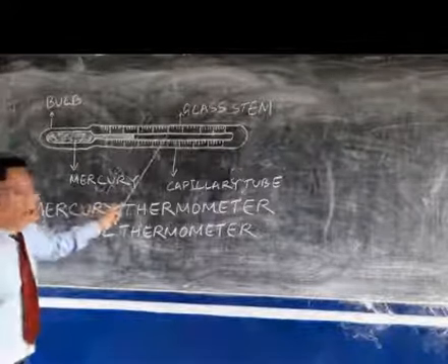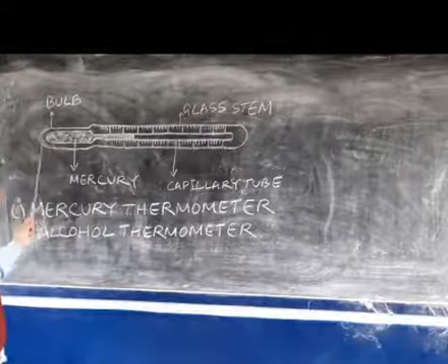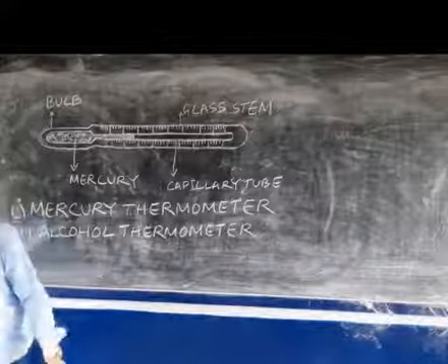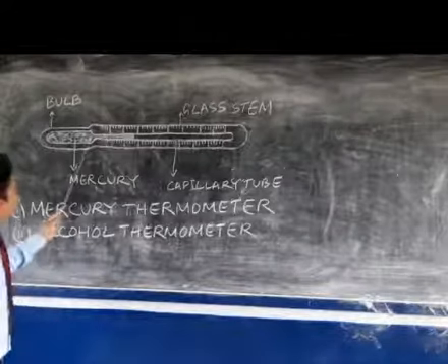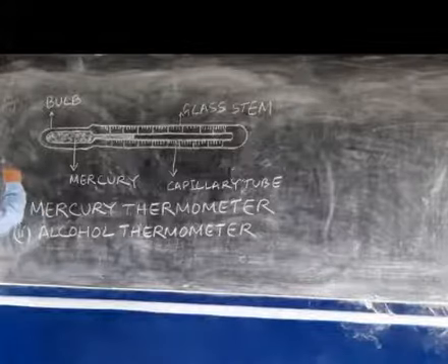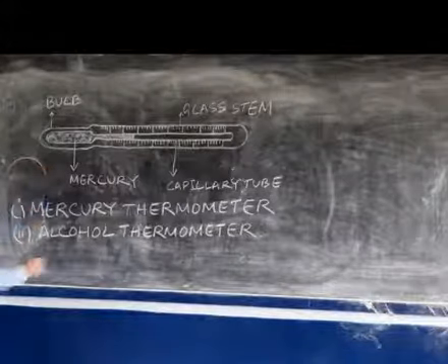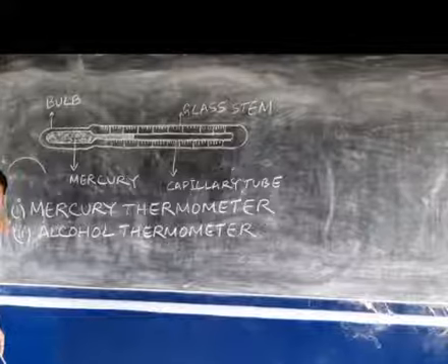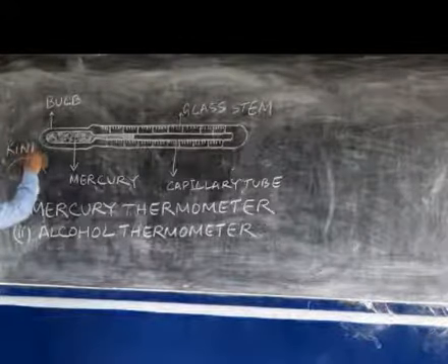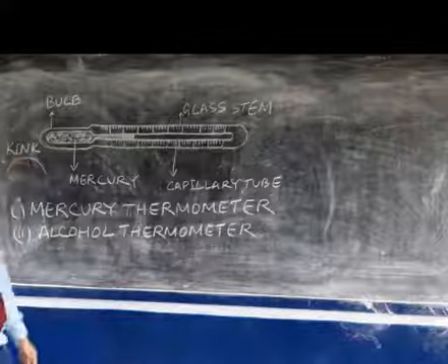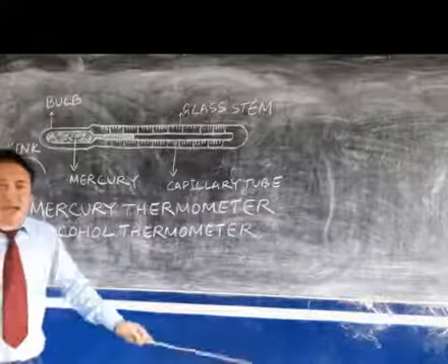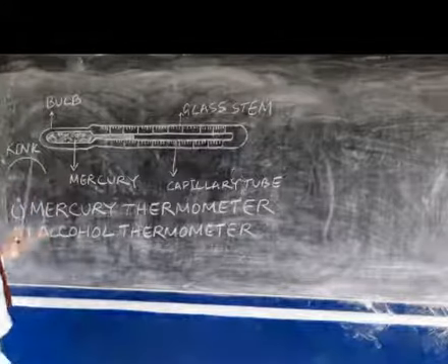But once the mercury rises, it does not come back, it does not fall. Because there is one structure present near the glass bulb. Near the glass bulb there is a bent structure, some sort of bent tube, which we call a kink, K-I-N-K, also known as the constriction, C-O-N-S-T-R-I-C-T-I-O-N. We call it a constriction, or we call it a kink.